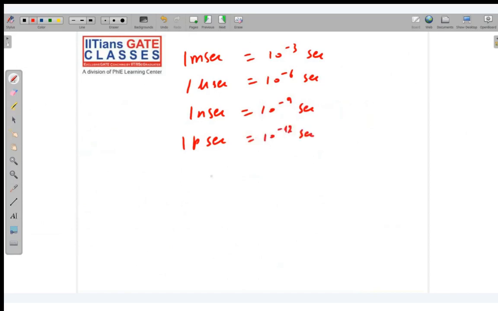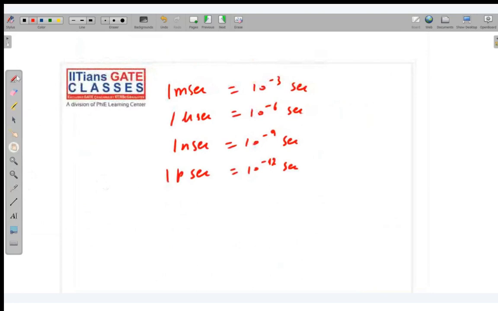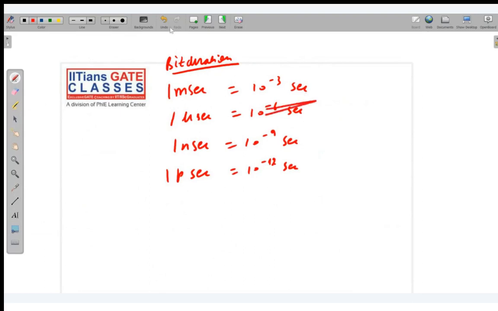If your bit duration is 1 millisecond, that means 10^-3 seconds. For 10^-3 seconds, 1 bit lasts on transmission media. For 10^-6 seconds, 1 bit lasts on transmission media. That's why we say bit duration is 1 microsecond and so on. Now what about my data rate? I will write it here.